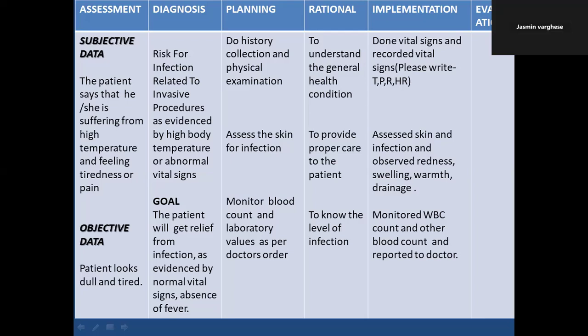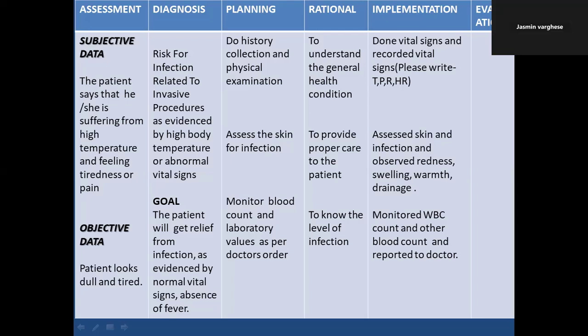Implementation: always write your implementation in past tense. So for do history collection, what will you write? Done history collection. Done vital signs and recorded. Recorded vital signs, and you can write the TPR: temperature, pulse, respiration, heart rate, etc. While writing all these things specifically and clearly, what will happen? That will enhance the credibility of your writing. So it is very good to mention all the results in the implementation column.